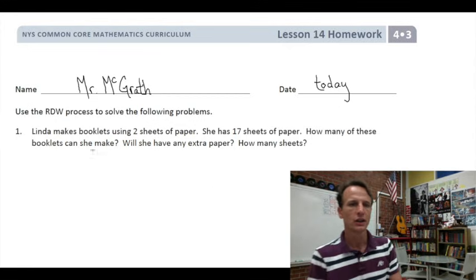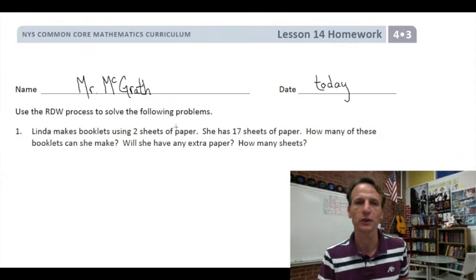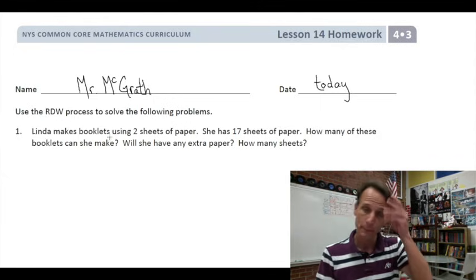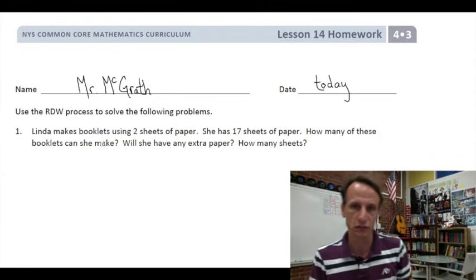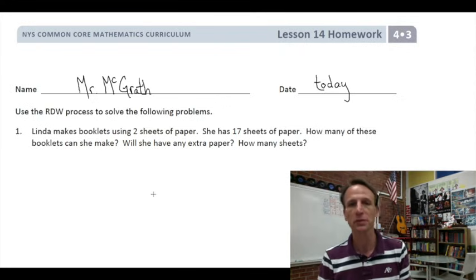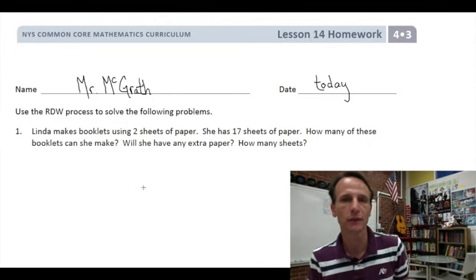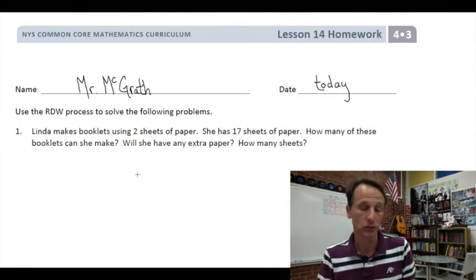Let's begin. Use the Eureka process to solve the following problems. Well, RDW, of course, stands for read, draw, and write. We will read the question, we will draw a pretty little picture, and then we will write, which incorporates both the mathematical solutions, should one be necessary, and then a written statement.